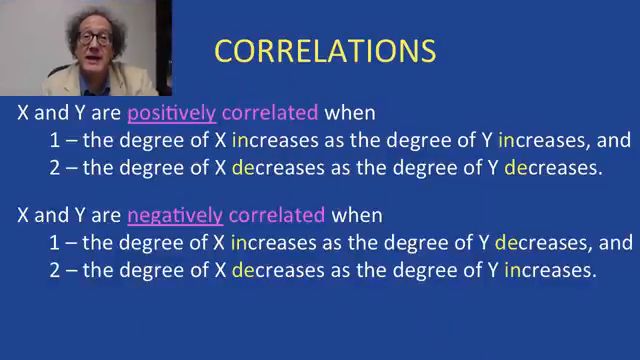In contrast, a negative correlation is when an increase in X is associated with a decrease in Y, and a decrease in X is associated with an increase in Y. That's why they're negatively correlated, because increase is associated with decrease. Whereas they're positively correlated when increase and increase are associated and decrease and decrease are associated. So let's look at some examples. First of all, calorie intake is associated with weight. The more calories you take in, the more weight you're going to gain. So they're positively correlated.